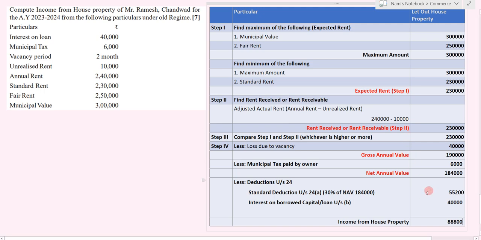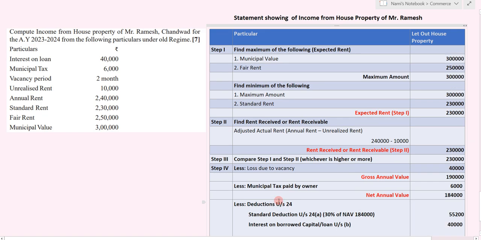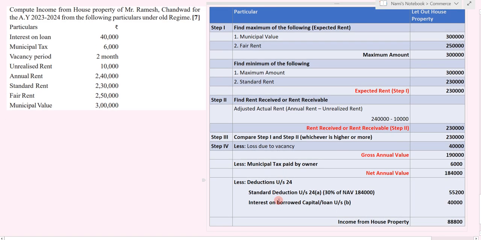So in these steps, by this method we have to calculate the income from house property. So follow these steps to calculate income from house property. Okay, so I hope you have understood this example.